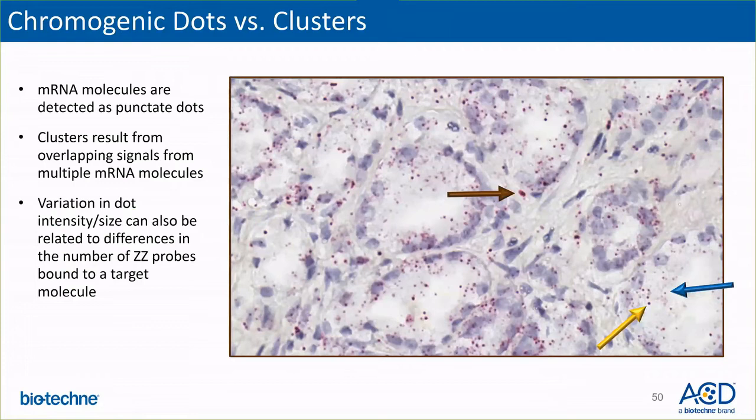The small, faint punctate dot pointed by the blue arrow is one mRNA molecule. The slightly larger, darker red, nicely round punctate dot pointed by the yellow arrow is also one mRNA molecule. However, its larger size is due to more double Z probe pairs that have bound to the target molecule. In contrast, a cluster pointed by the brown arrow is more oblong with a slightly irregular border. This results from overlapping signals from multiple mRNA molecules.